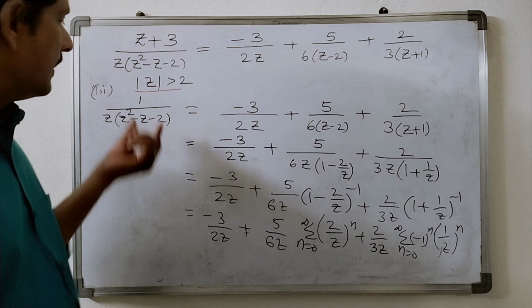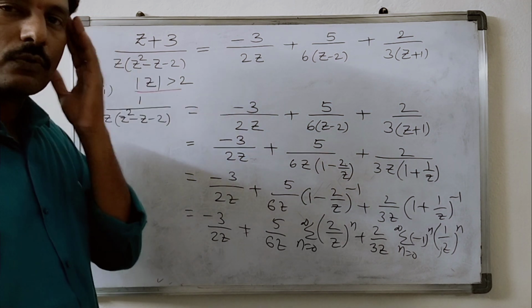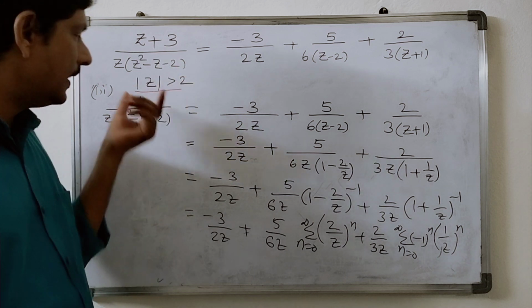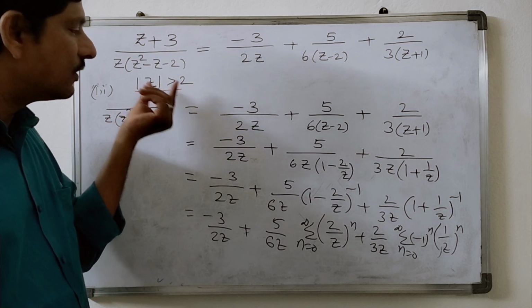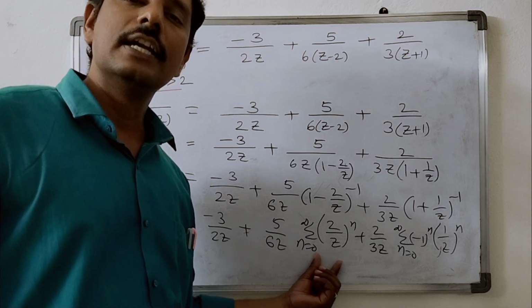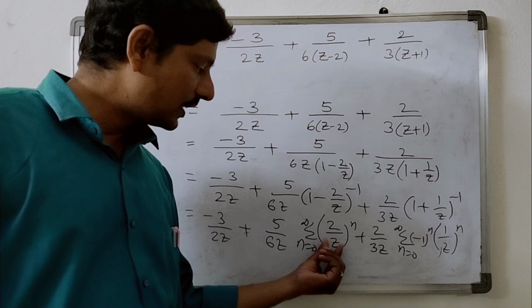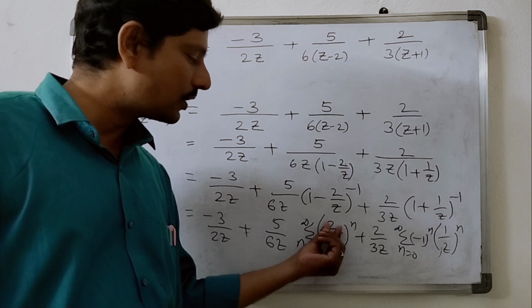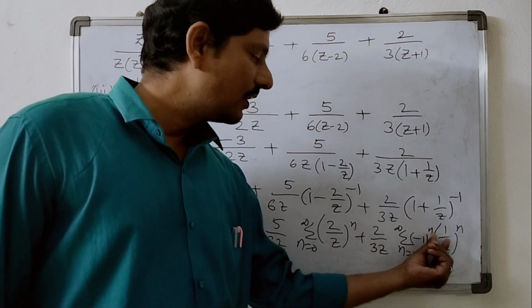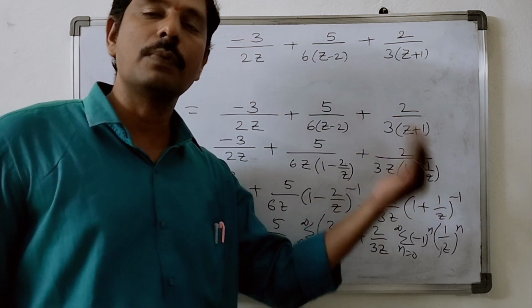So when the region is of the form modulus of z greater than 2, here we have to remember that if modulus of z is greater than 2, then definitely the powers of z will be negative. Okay, z to the power of minus 1. So 2 into z to the power of minus n, here z to the power of minus n. All terms consist of negative powers of z.